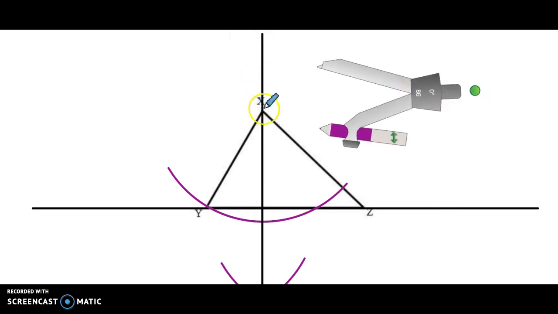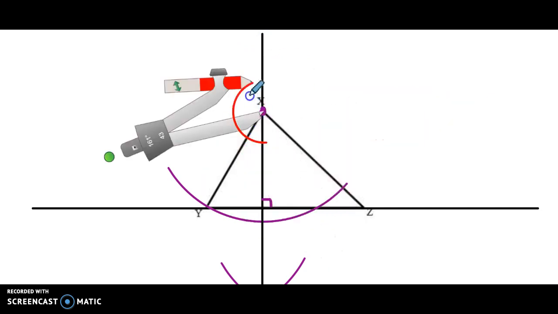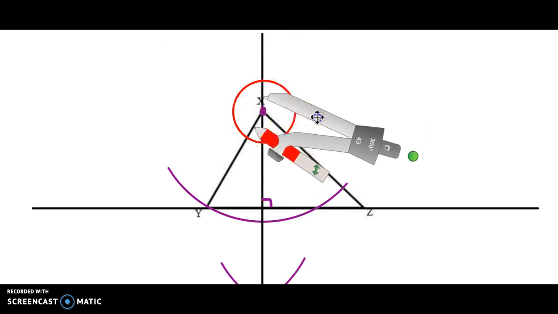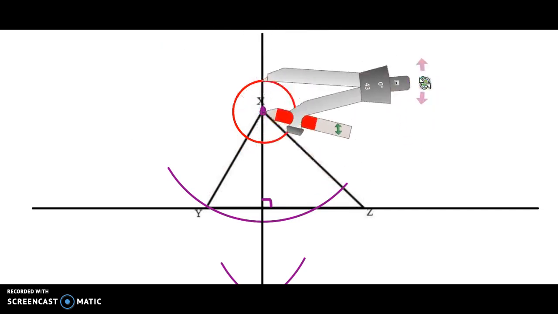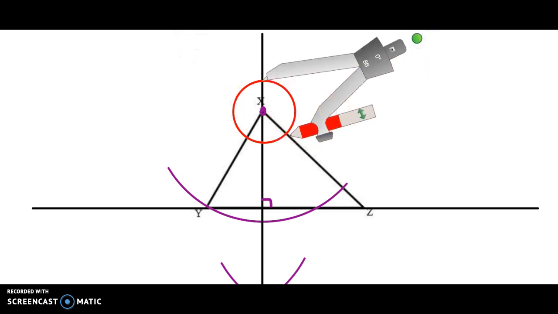Again, X is the point on the line that we now want to be perpendicular to, so that these corresponding angles here end up being congruent. So I put my compass on X, and I'm going to make a circle centered at X. And I transfer my compass to one endpoint of the circle, and I'm going to do the bisector of that diameter.